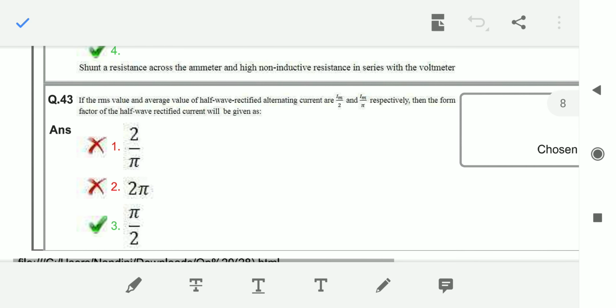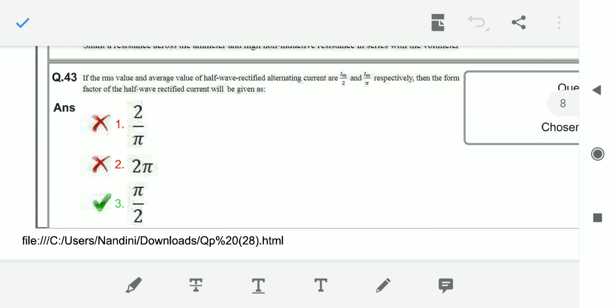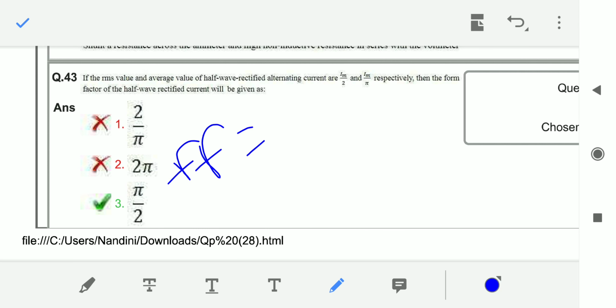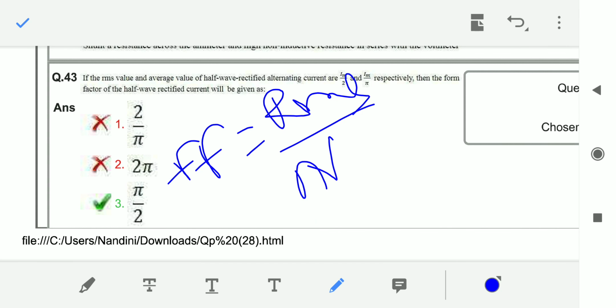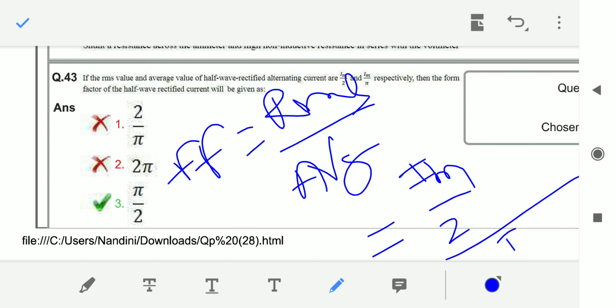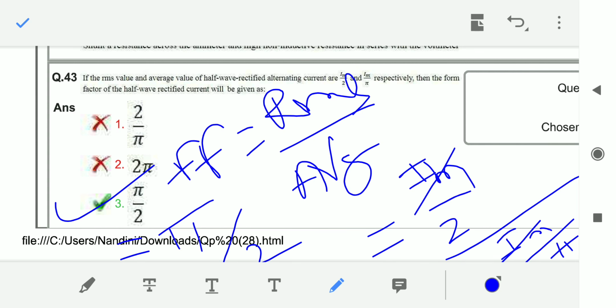So coming to question number 43. If the RMS value and average value of the half wave rectified alternating current are Im by 2 and Im by pi respectively, then the form factor of the half wave rectified current will be dash. We know form factor is equal to RMS by average. RMS is Im by 2, divided by Im by pi, right? If I solve this, Im gets cancelled and the answer becomes pi by 2.